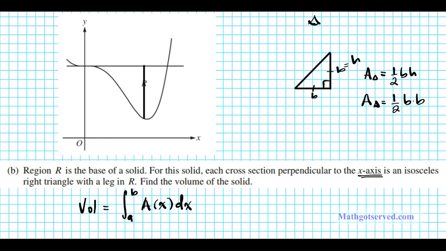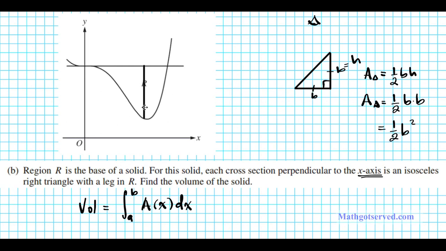So we're going to have 1/2 base squared as the area of this isosceles right triangle. Okay, so now what is b? To determine b, we just need to figure out the length of this segment right here. We know that it's basically looking for this radius right here, in between here.